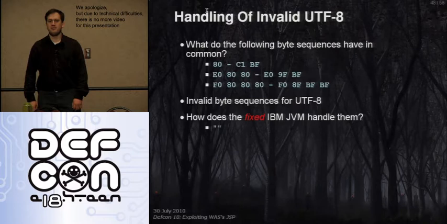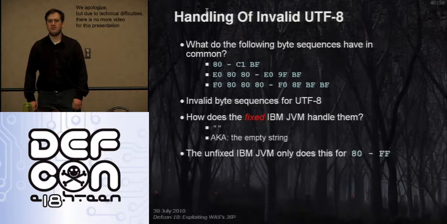Do you think this is a problem? It's an empty string. This actually, in the unfixed JVM, it only does it for 80 through FF because they didn't consider overlong invalid anymore. This is obviously very useful for IDS evasion because you can throw as many invalid UTF-8 characters into your URL as you want, and the IBM JVM will ignore them when it parses them.